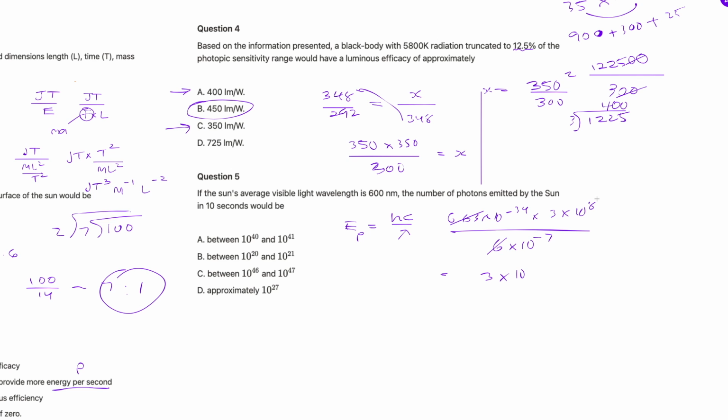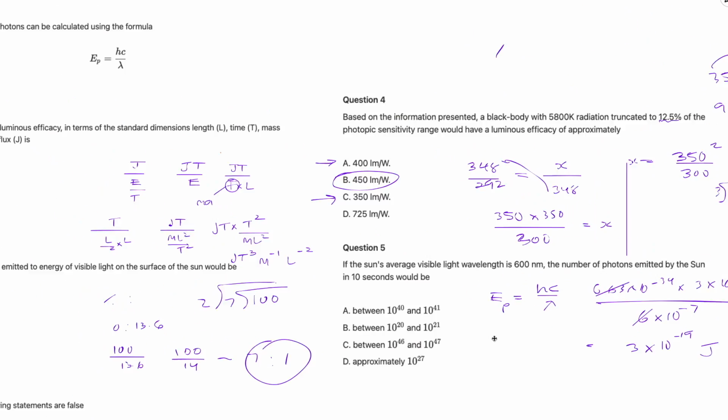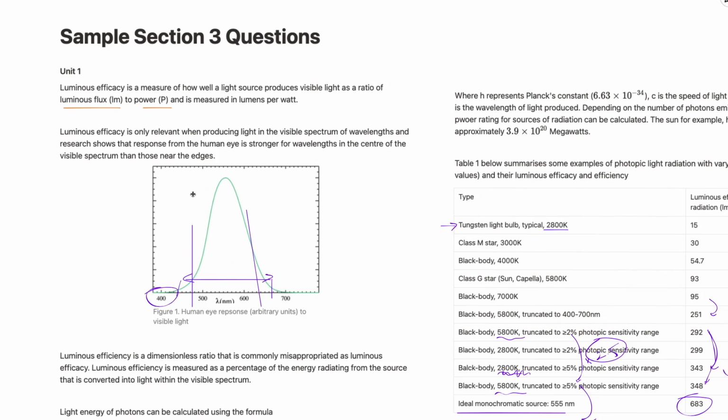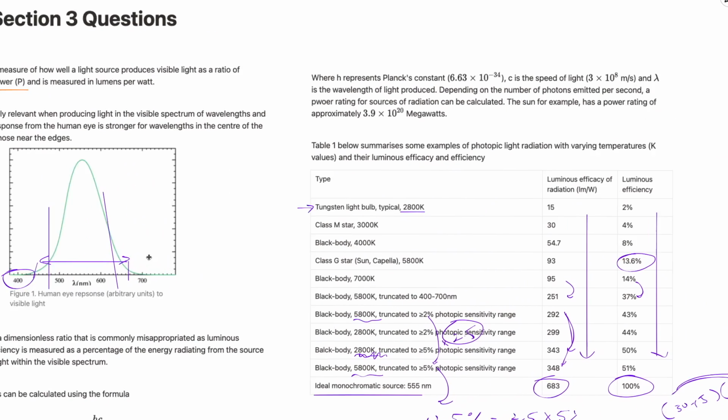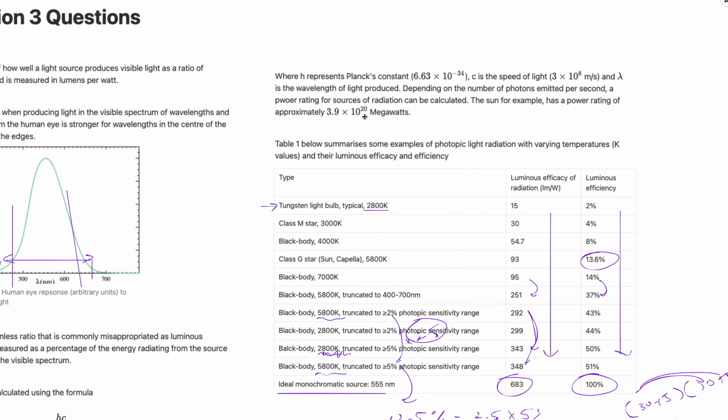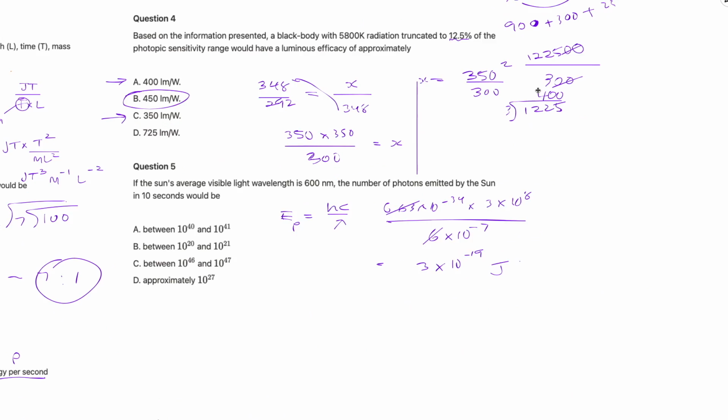Negative 34 plus 8 is going to be negative 26, and then take away a negative 7 is going to be negative 19. And that's how many joules one of those photons is worth. The next thing then is we're told the power rating of the sun. And we're told that the sun is, over here, 3.9 by 10 to the 20 megawatts, right? Megawatts being 10 to the 6. So what that really means is in watts, that's 3.9 by 10 to the 26 watts. And so we bring that down as well.